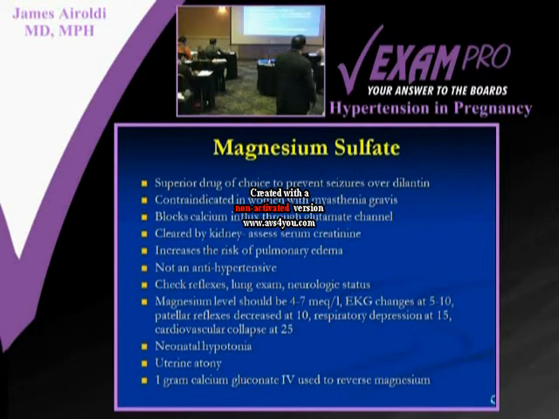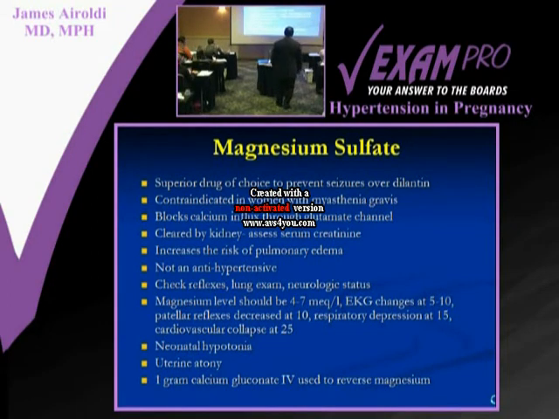Maybe go over and check on the patient every 4 hours. MAG levels. Who uses MAG levels? Anyways, check your reflexes. MAG levels, common question: 4 to 7 is normal. EKG changes at 5 to 10, patellar reflexes decreased at 10, respiratory depression at 15, and cardiovascular collapse at 25. Neonatal hypotonia. Aha, test question.